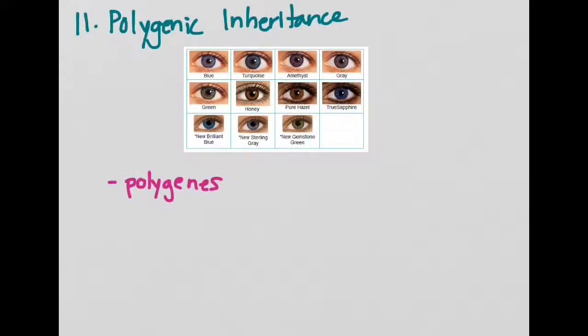So a trait that's going to be affected by a number of genes, or polygenes, is not going to show a clear difference between groups of individuals. Instead it shows a graduation of these small differences. Many of the normal human traits we think are polygenic, right? Like hair color, eye color, skin color, that sort of stuff.